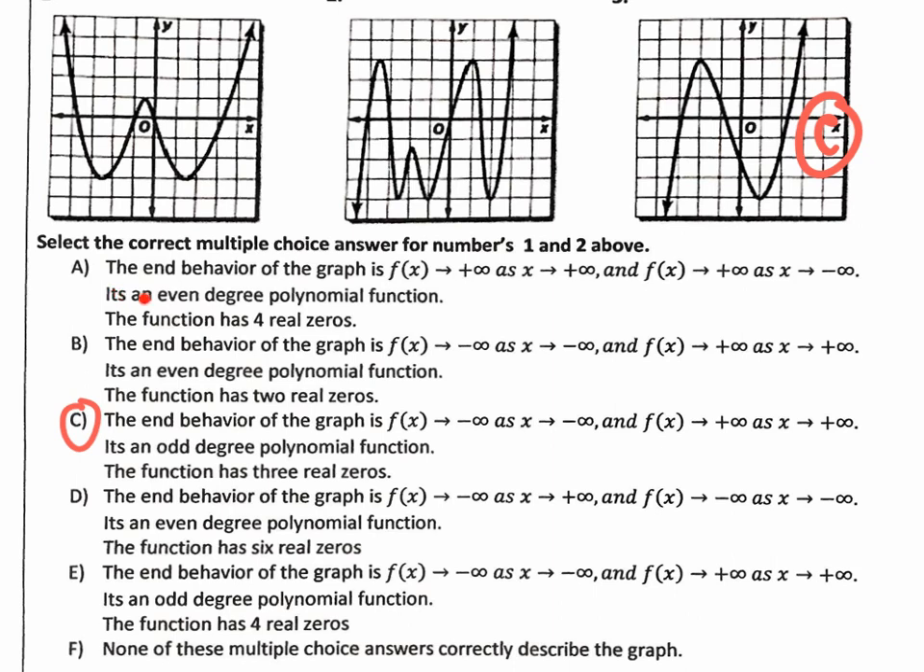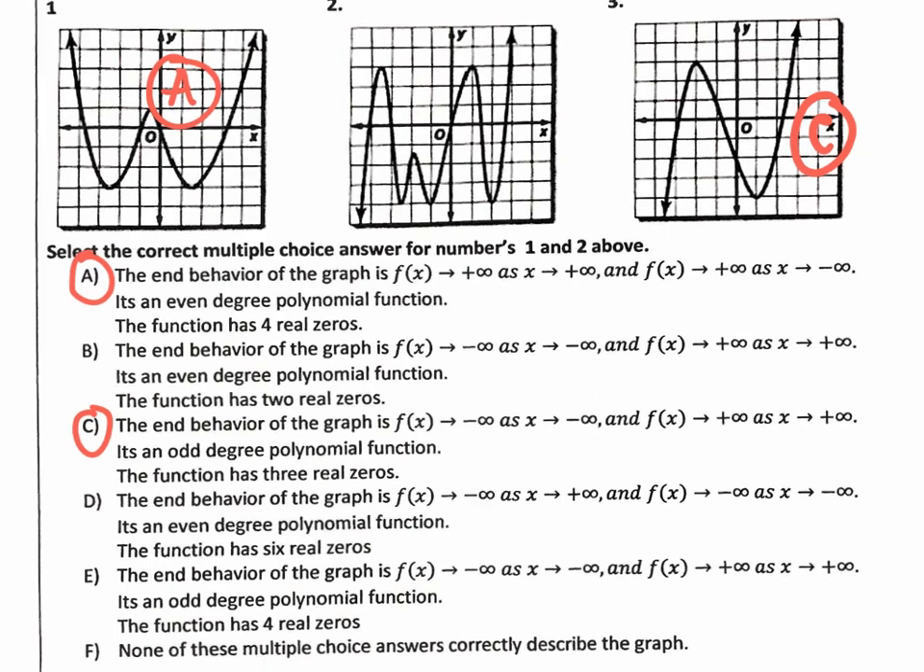And then we say it's an even degree polynomial function. Does it have both arrows up or both arrows down? Yeah, both arrows up. So definitely it's even. This says this function has 4 real zeros. Does it have 4 real zeros? 1, 2, 3, 4. There we go. A belongs to number 1. And now we need to find 2.